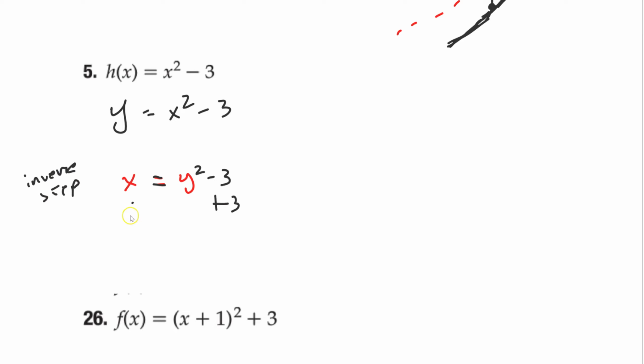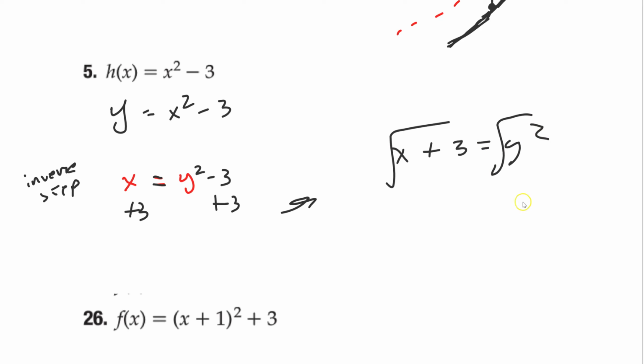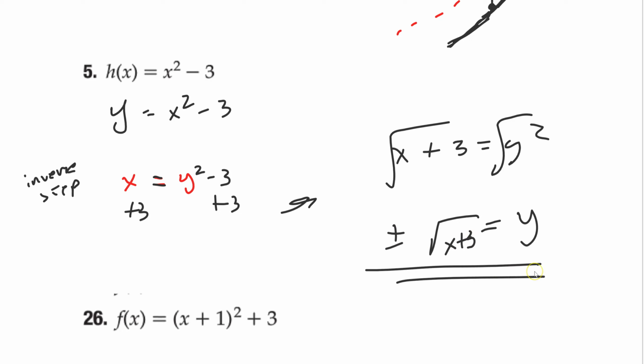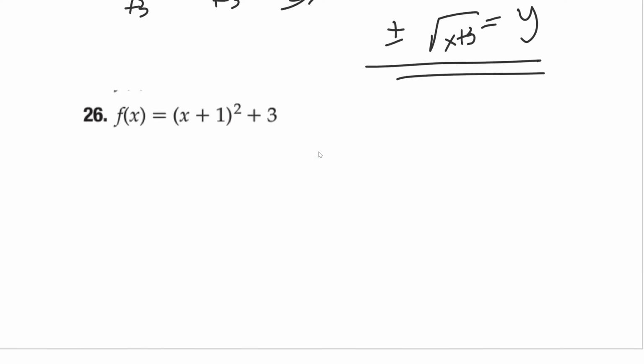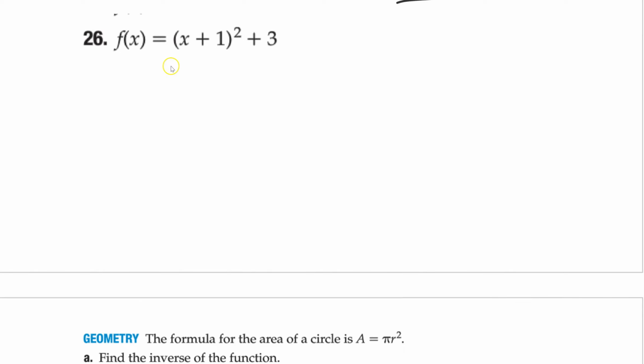Solve for y. X plus 3 equals y squared. Square root it. And we get y equals plus and minus the square root of x plus 3. This is one of the things we haven't learned how to graph yet. We don't have to graph all of them. So that's something we haven't learned how to graph yet. That's actually the next lesson. Anyway, last one of these to practice.